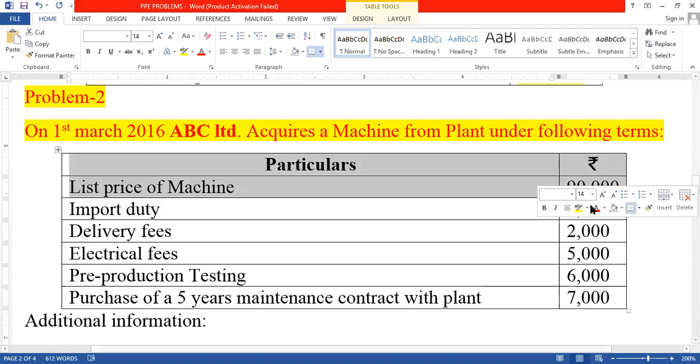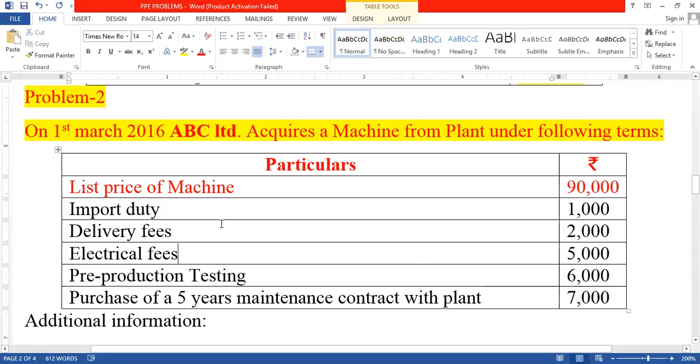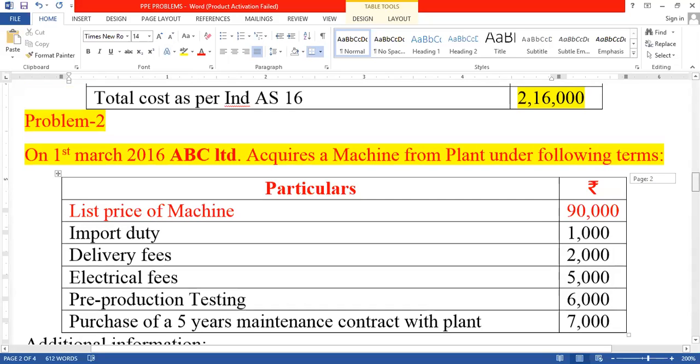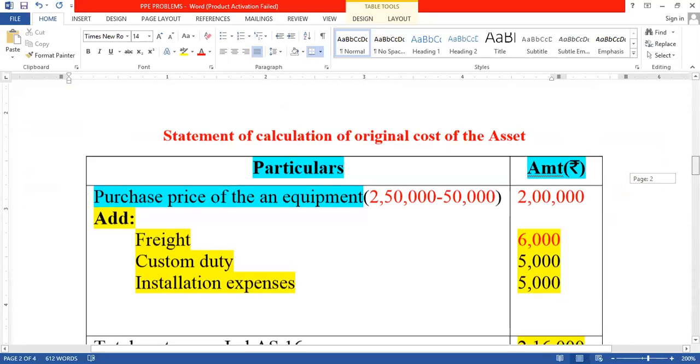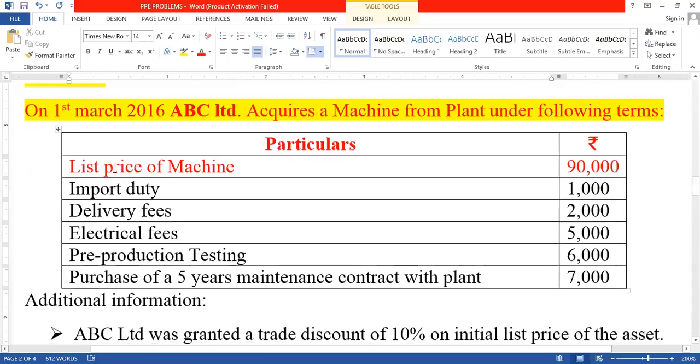The first one is the list price of the machine. List price is what we call the cost price or the purchase price. See in the format, what they have given as the purchase price of an asset. So list price is also called the purchase price. How much is the purchase price of the machine? 90,000 is the purchase price of the machine.